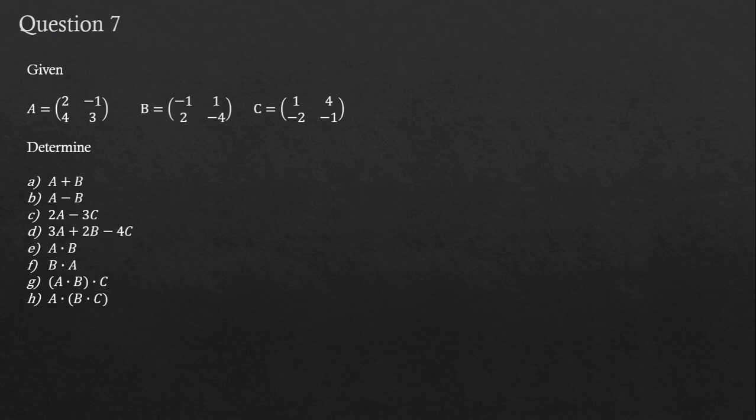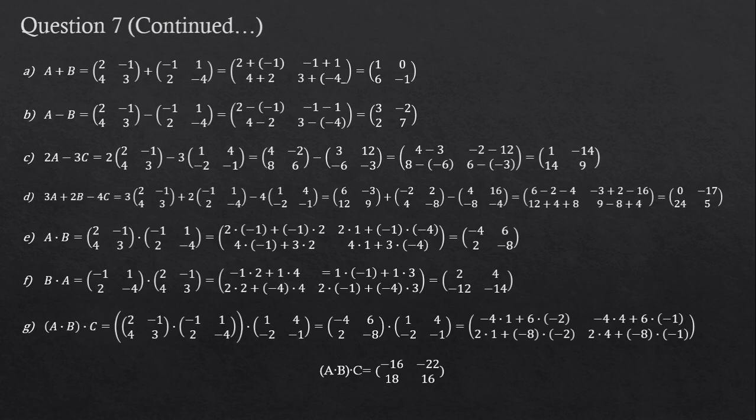As for the final question, there are a lot of parts, A until H. We first begin with A plus B. This is very simple. We just need to add both of them. We'll get 1, 0, 6, negative 1. Same for B, except instead of addition, it is a subtraction. We'll get 3, minus 2, 2 and 7.